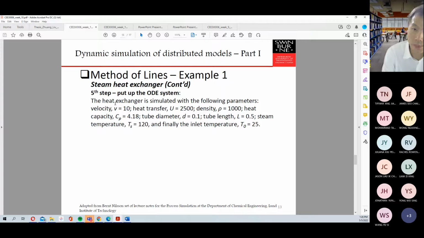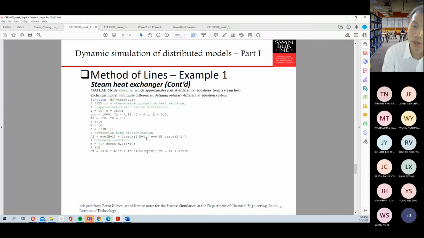Let's assume that we have the following parameters specified. The velocity equals 10, heat transfer coefficient equals 2500, density equals 1000, heat capacity equals this, tube diameter equals 0.1, length equals 0.5, steam temperature 120, and the inlet temperature equals 25. So these are our parameters.